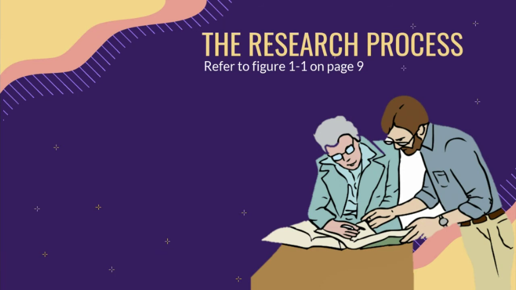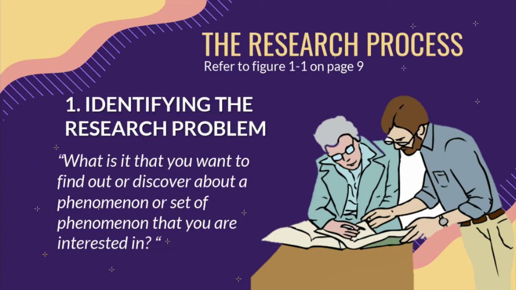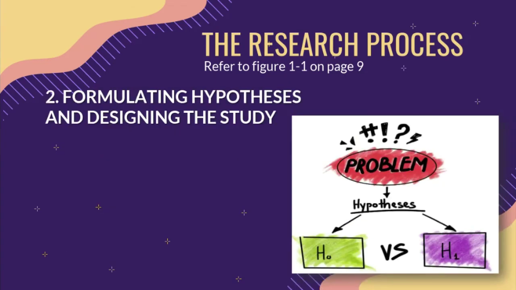How is research conducted? Research follows steps similar to the scientific method. It usually begins with an interest in a particular phenomenon. The initial step is the recognition of the research problem. Here, you ask yourself, what is it that you want to find out or discover about a phenomenon or set of phenomena that you are interested in? Problems may be in the form of questions that need to be answered at the end of the research activity.